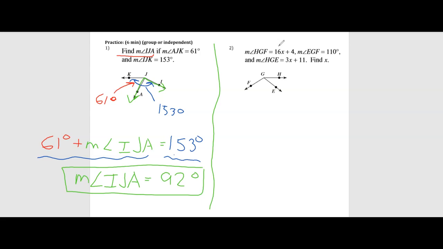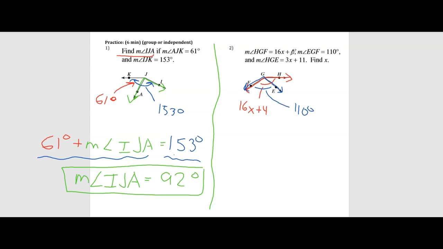Same idea, but now we're given expressions rather than actual numbers. So it says the measurement of HGF. So let's outline that one in red. HGF is the entire angle. So that has a measurement of 16x plus 4. We know that EGF, let's do that one in blue, EGF has a measurement of 110 degrees.